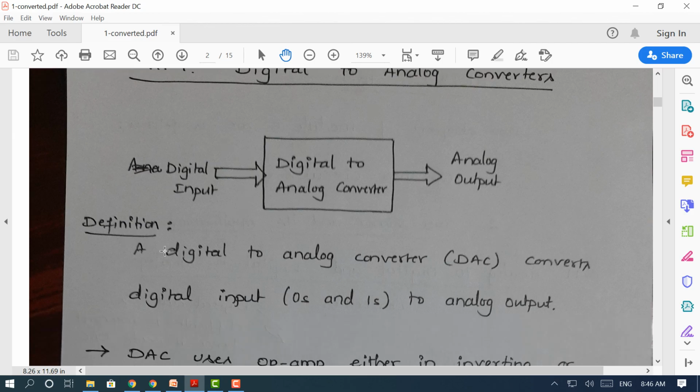Looking at the definition, we have the definition of digital to analog conversion as follows. A digital to analog converter converts digital data in the form of zeros and ones to analog output. Analog output means it's some voltage that's equivalent to the digital input.